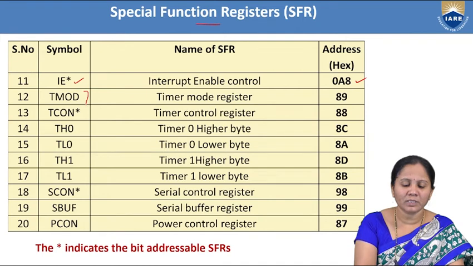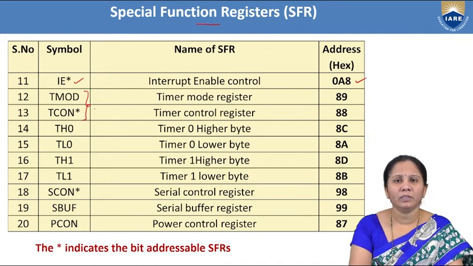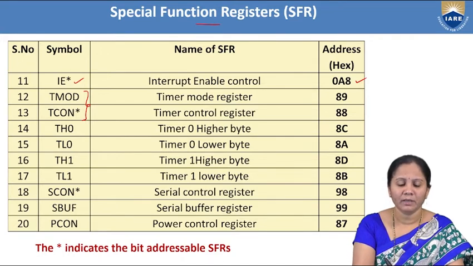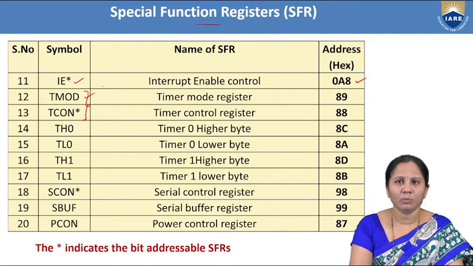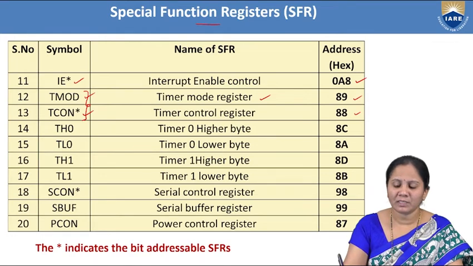The next two registers are related to timers. Two timers are available in the 8051 microcontroller. One register is TMOD, which represents the timer mode register. Its fixed address is 89H. Another one is TCON, which represents the timer control register. Its fixed address is 88H.